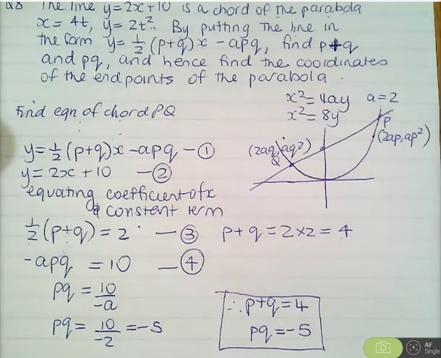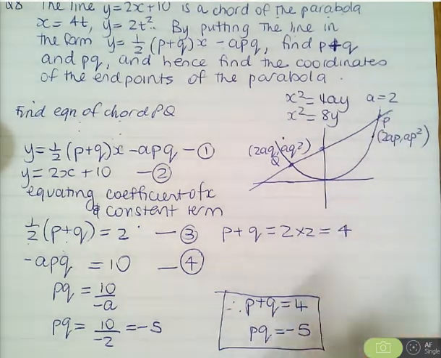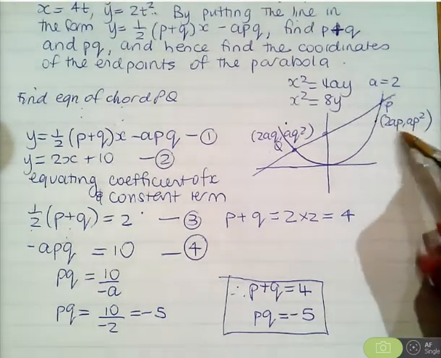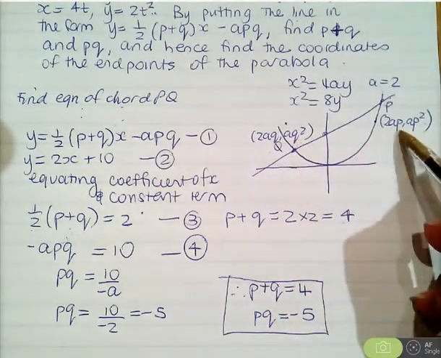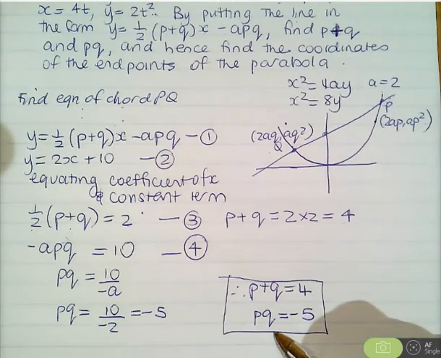Actually, still not finished. It says, and hence find the coordinates of the endpoints of the chords. So if we know that P plus Q is 4 and P times Q is negative 5, the only way that we're going to find 2AP, AP squared and 2AQ, AQ squared is if we find out what P and Q are. And we can find those out by solving these 2 equations simultaneously.